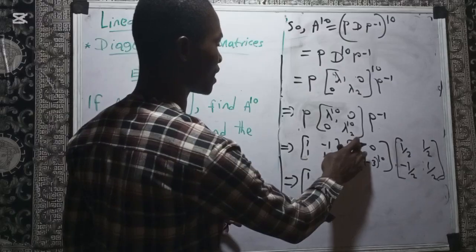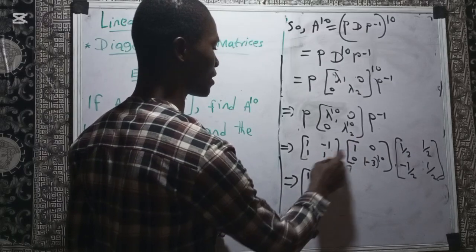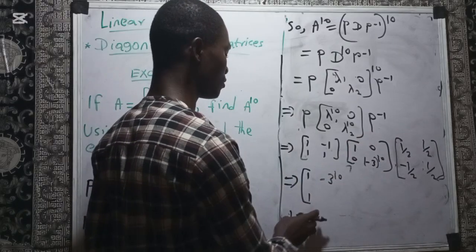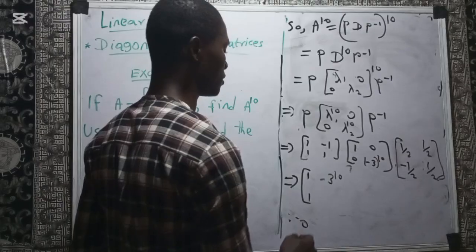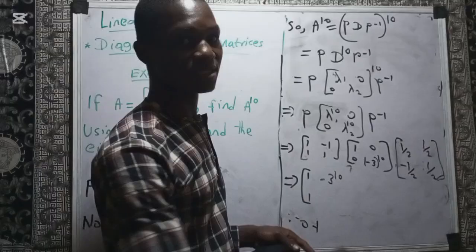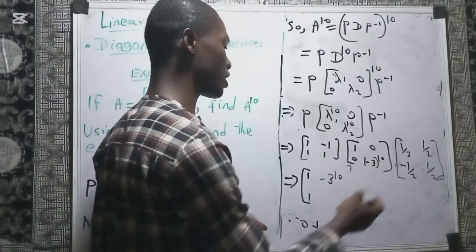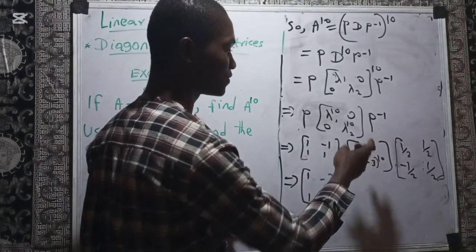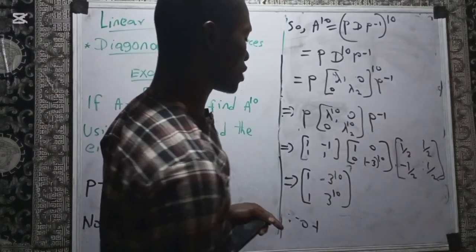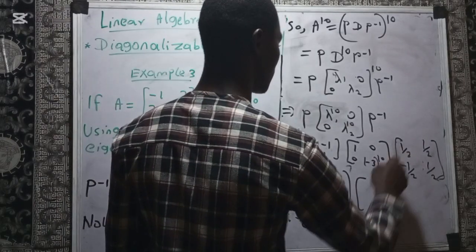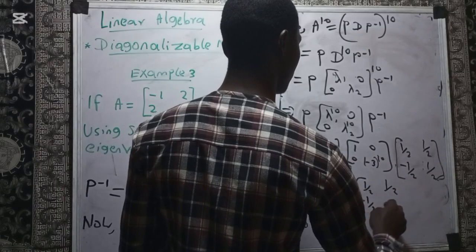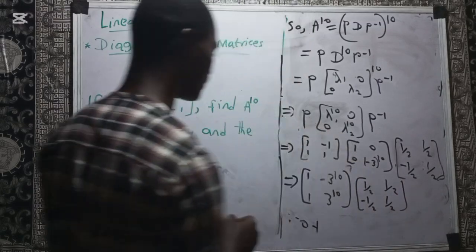Then use the last row to multiply the first column. 1 multiplied by 1 is 1. 1 multiplied by 0 is 0. So if you add, you get 1. Use the last row to multiply the second column. 1 multiplied by 0 is 0, right? Plus 1 multiplied by this quantity. I told you that this negative 3 all raised to the power 10, since the power is even, is the same thing as positive 3 raised to the power 10. So 1 multiplied by this positive 3 raised to the power 10, you have the same thing, positive 3 raised to the power 10. Then this is what you have. Then multiply by this matrix half, half, negative half, half. So this is what we have.